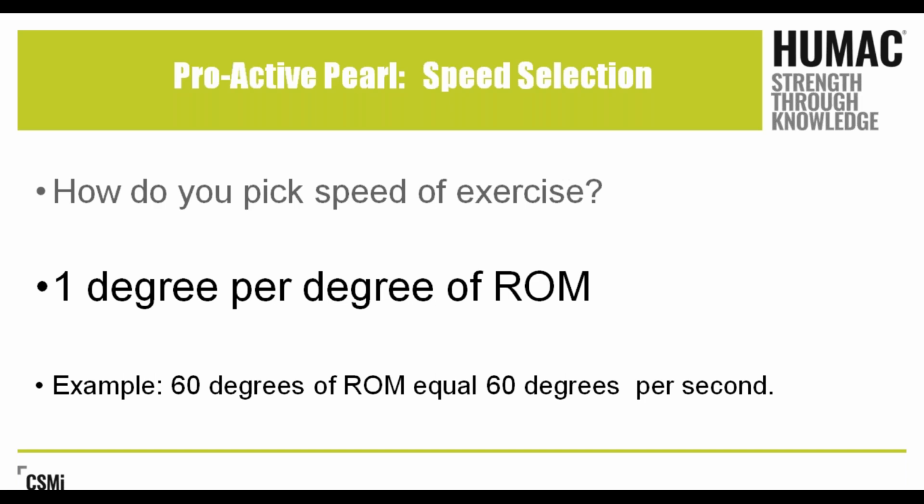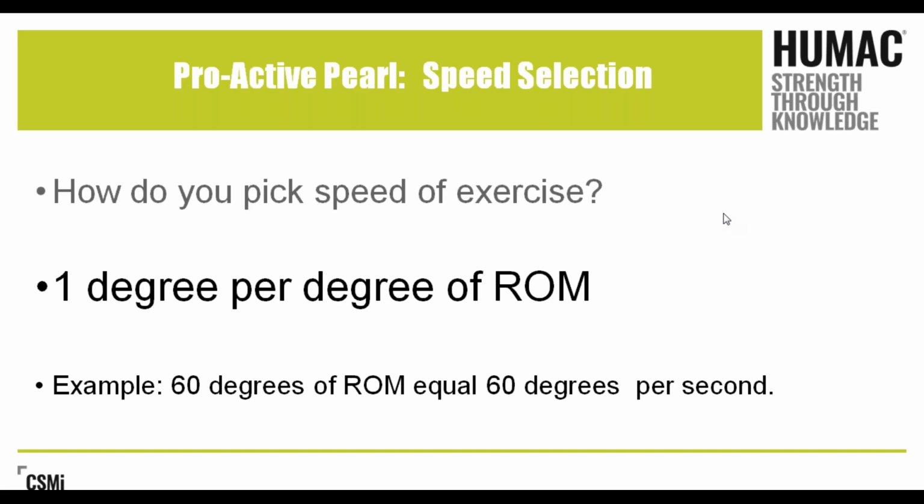And this is one of our proactive pearls. We're going to talk about speed selection. So how do you pick the speed of exercise? Do you have a method? Because we should. We shouldn't just randomly say, oh, we're going to pick 180 degrees, or 300 degrees, or I want to go 450, or I want to go 30 degrees. I'm giving you this information tonight. I haven't written everything down because I want to talk through this a little bit with you.